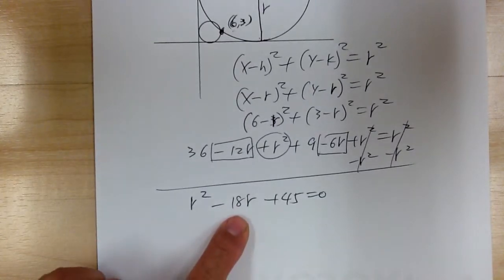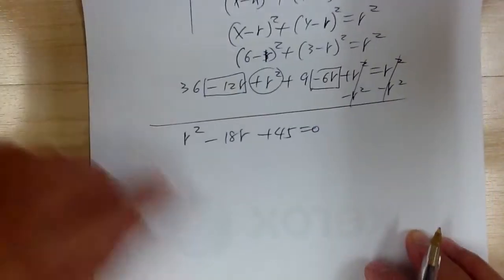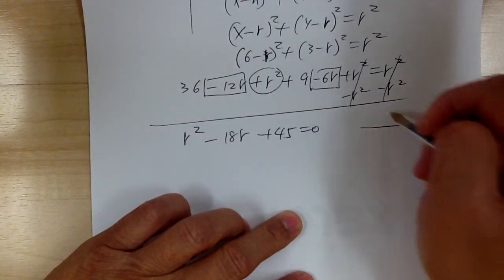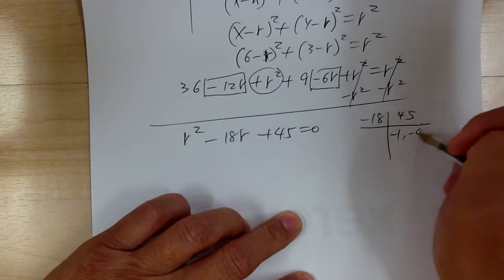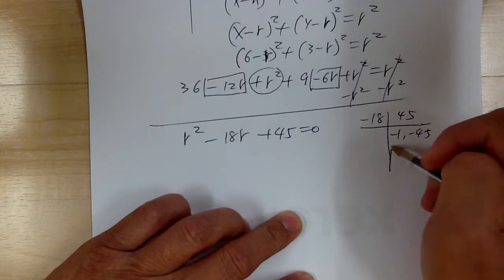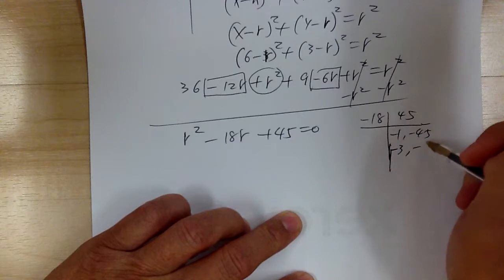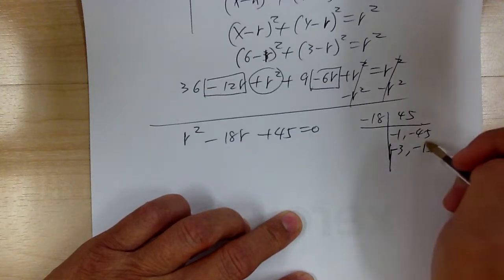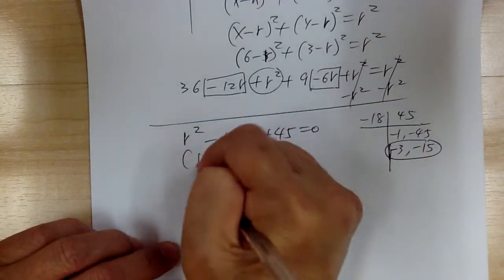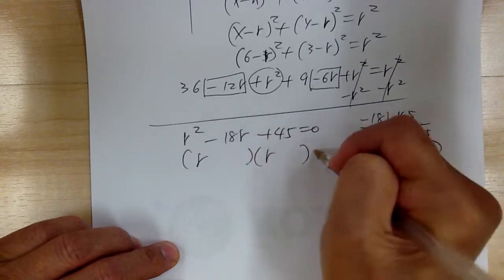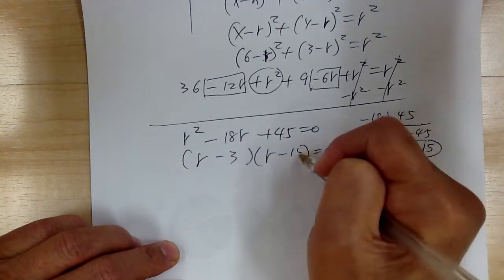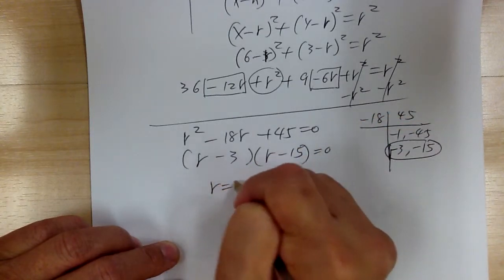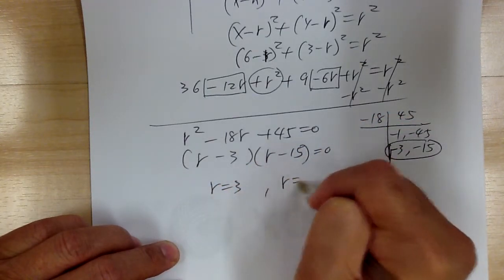Now to solve this, you can use the quadratic formula or you can use factoring. Okay, so let's do factoring. So you got negative 18 and 45, right? So negative 1, negative 45, negative 2 cannot. So negative 3, comma, negative 15. Okay, so that's it, right? So you're going to get (r minus 3)(r minus 15), so you're going to get r equal to 3 or r equal to 15.